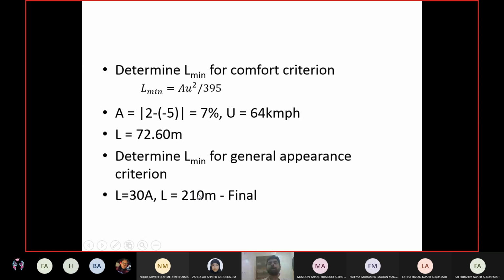Okay, so I will take 210 meters because it is fulfilling the minimum criteria of comfort and of sight distance as well. So whenever you have multiple values for the minimum criteria, you will pick the highest one out of them because the highest one will fulfill the other minimum criteria as well. So the final length is 210 meters in this case.